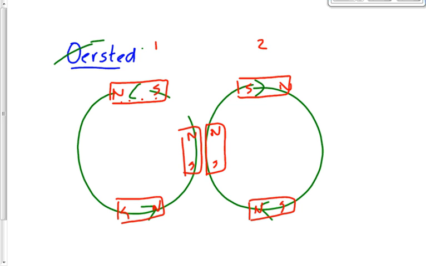Again, don't memorize that it's a repulsive force. Just be able to figure it out. If you see that question, be able to figure it out.